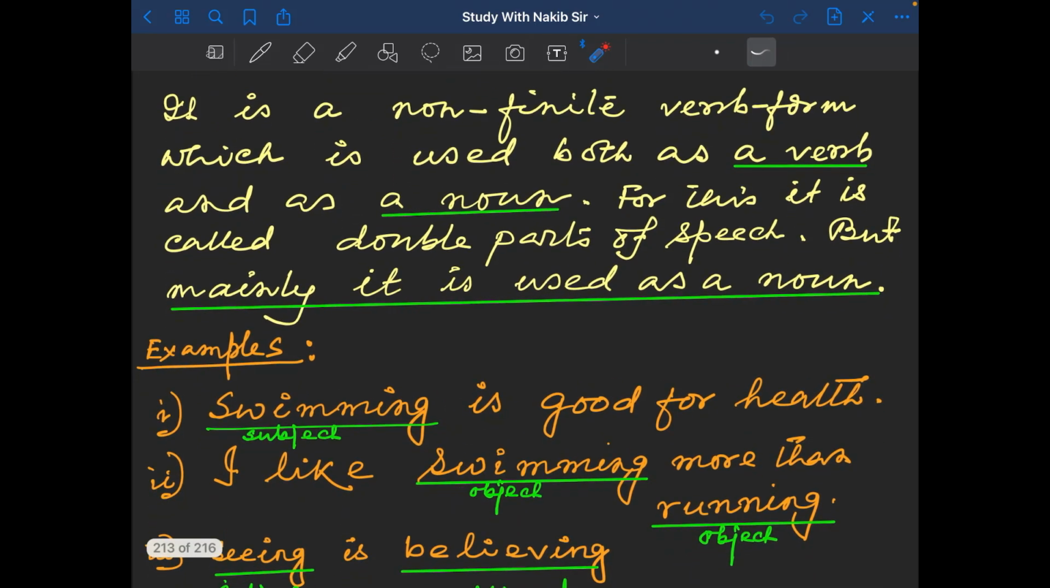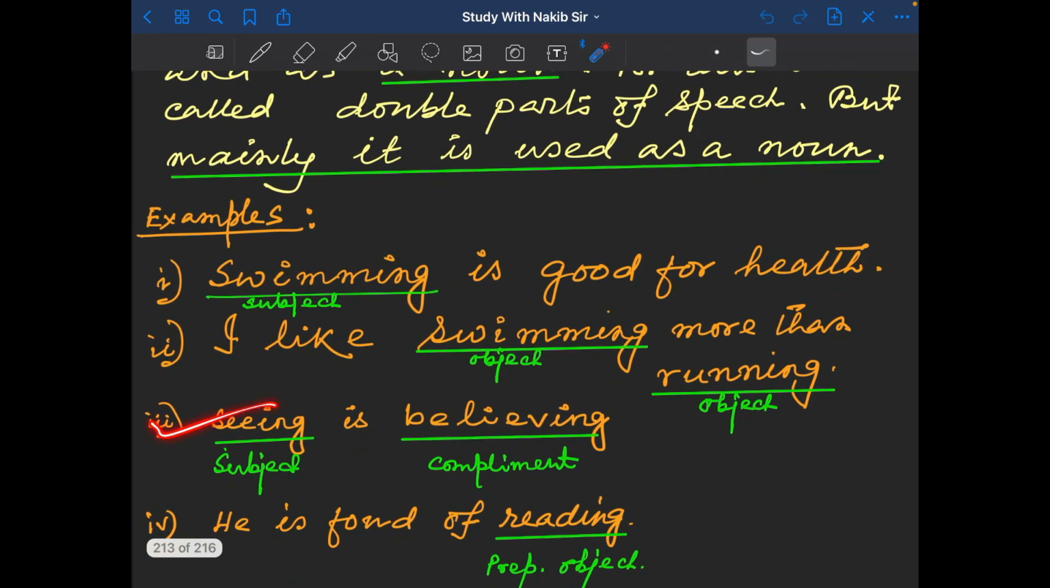See the examples, then your idea will be clear. Swimming is good for health. See, swimming is used as the subject of the sentence. For this, it is being used here as a noun, so it is called a gerund. Here, swimming is a gerund. Likewise, I like swimming more than running. Here, swimming is the object, running is the object. Seeing is believing. Here, believing is the complement and seeing is the subject.